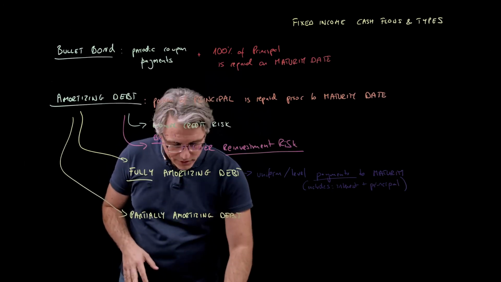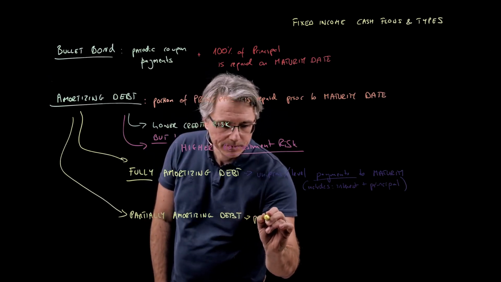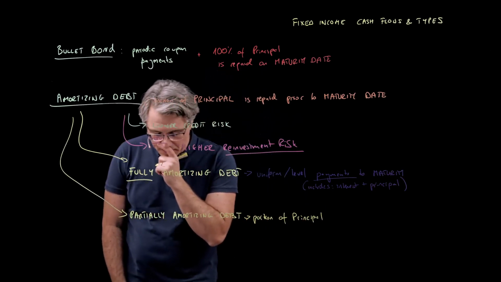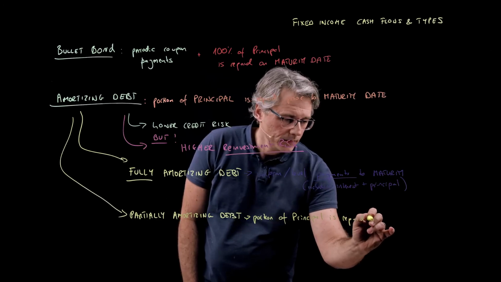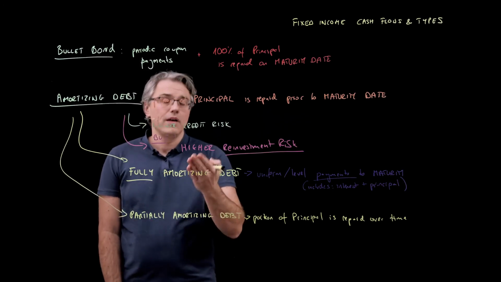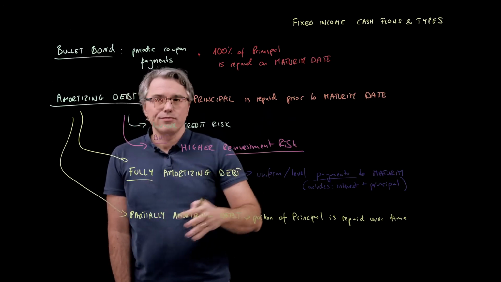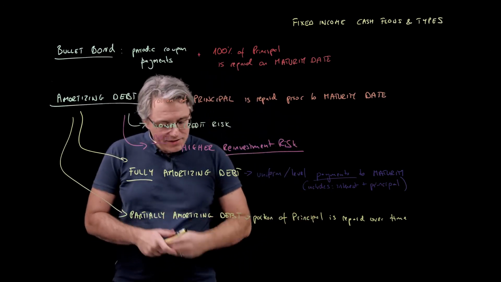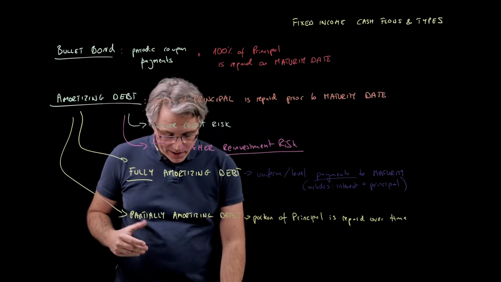Now, with partially amortizing debt, what's going to happen is that a portion of the principal is going to be repaid over time, typically in a scheduled way. It's not going to be erratic. It's going to be scheduled, and I'll show you questions on that as well. But there will still be a remaining sum left, like a lump sum that has to be repaid at the very end.